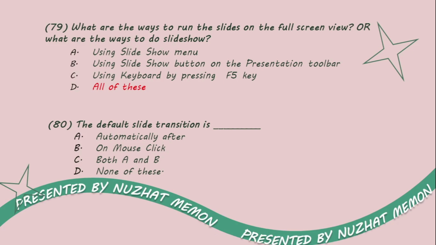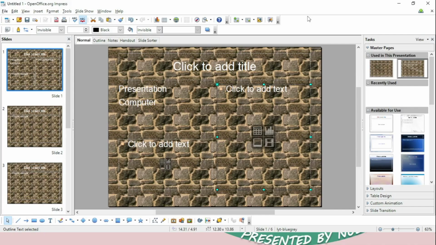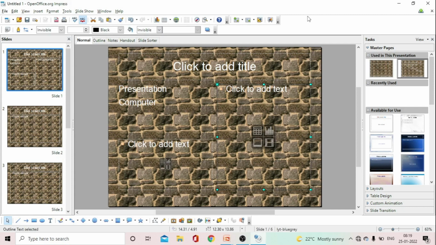80. The default slide transition is dash. So the default slide transition is on mouse click. Remember when I showed you this, I told you that there will be a question like this. 81. The slideshow can be exited at any time by pressing which of the following keys? So you can use the escape key. Let's see this also. Now I want to escape from the presentation, so I'll just click the escape key.